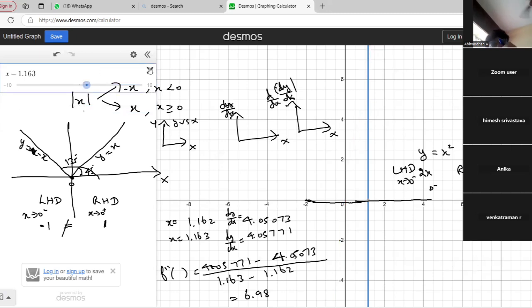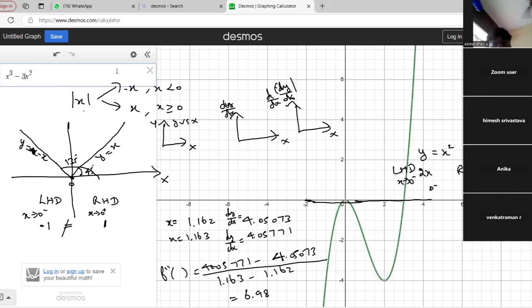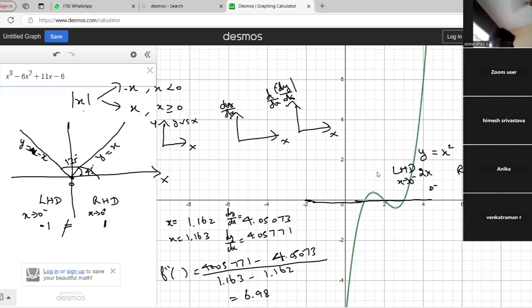On the other hand, if you are taking x cube minus 6x square plus 11x minus 6, this is also cubic only, but it was not continuously increasing or strictly increasing. From left to right, it increased till this point, then started decreasing till this point, then after that it's increasing. So if it's not strictly increasing, then its slope will also not be strictly increasing, right? It will increase till a point, then fall down, then again increase.